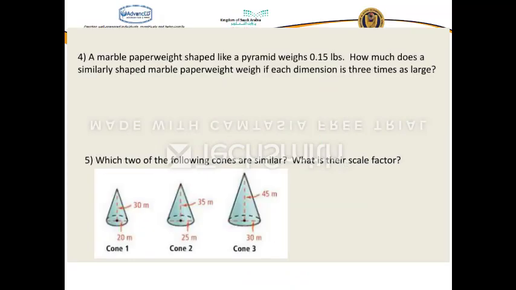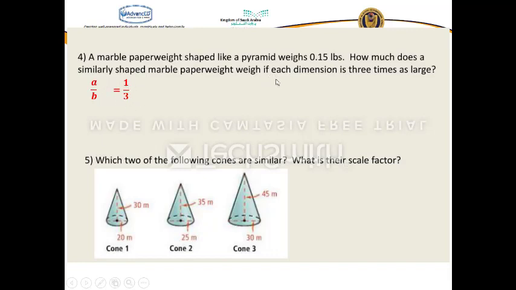Look at this problem. A marble paper weight shaped like a pyramid weighs 0.15 pounds. How much does a similarly shaped marble paper weight if each dimension is 3 times as large? As it says here, 3 times as large, then if we put the scale factor a over b, it is 1 to 3. The smaller is 1 and the bigger is 3. This is the scale factor. Let's use the scale factor.